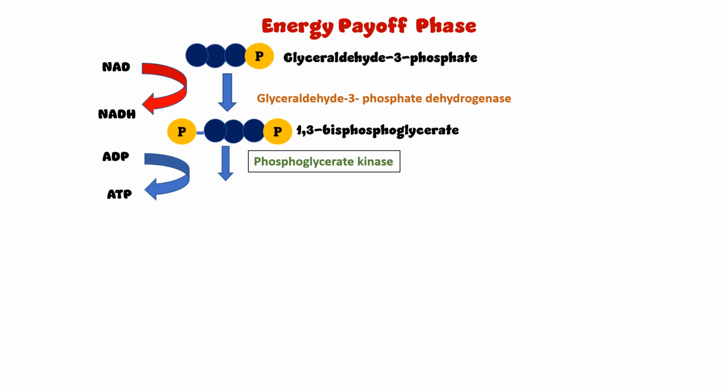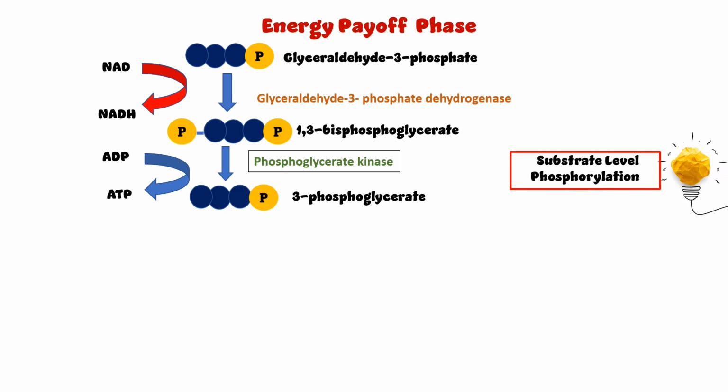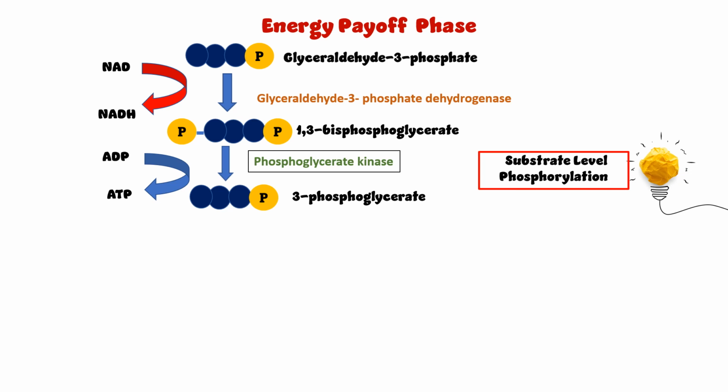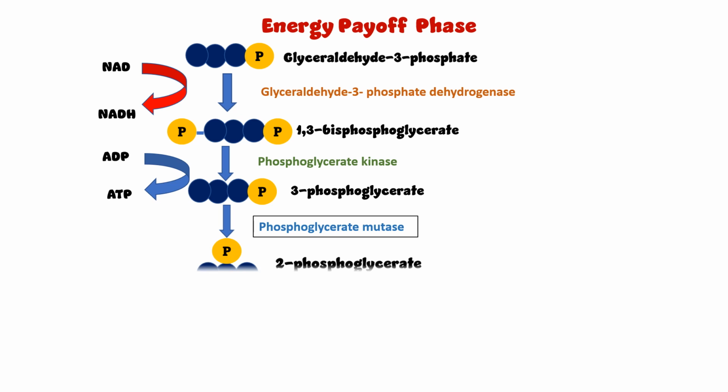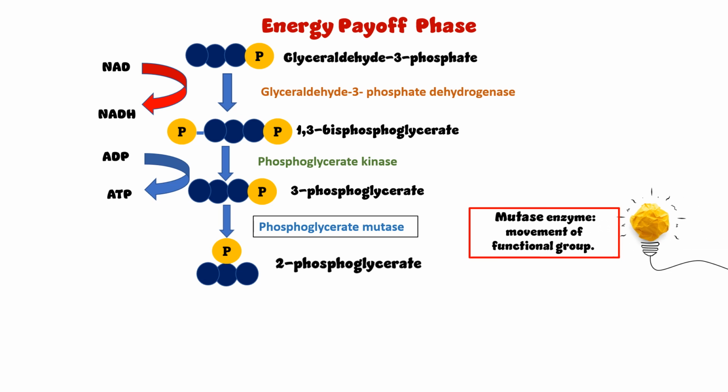the formation of ATP and 3-phosphoglycerate. So, 2 ATP molecules are generated. This step is also known as substrate-level phosphorylation. Notice that, whenever the phosphate group is transferred to ADP to make ATP, the reaction is known as substrate-level phosphorylation. Then, the enzyme phosphoglycerate mutase converts 3-phosphoglycerate into its isomer, 2-phosphoglycerate. Remember that, mutase enzyme is usually responsible for the movement of functional group, as in this case, the phosphate group moved from 3rd to 2nd position.